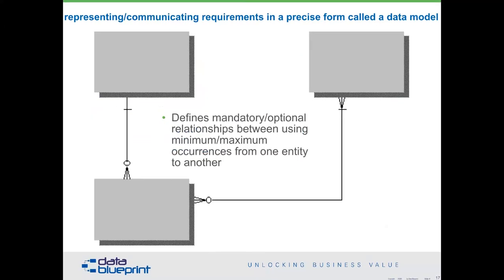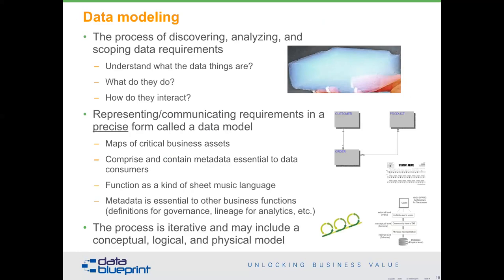These representations that we make between them define mandatory optional relationships between the various things using minimum and maximum occurrences from one entity to another. So I'm showing them here, we're going to get some examples on this in just a little bit, but this is the components, if you will, of all of the bits and pieces.